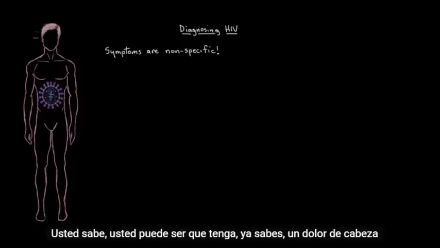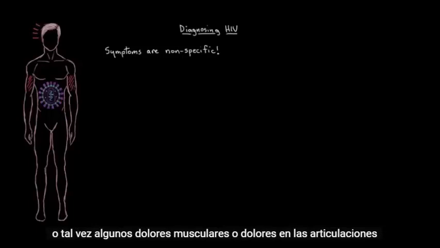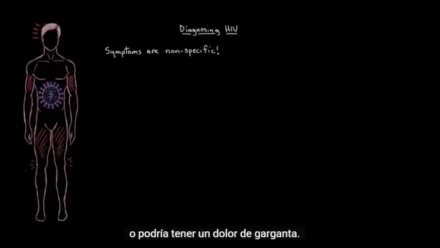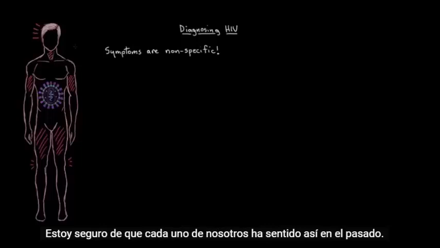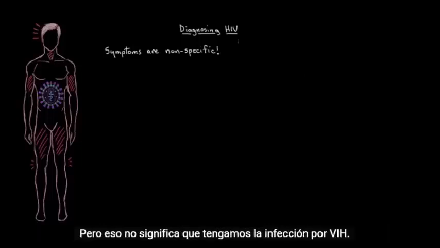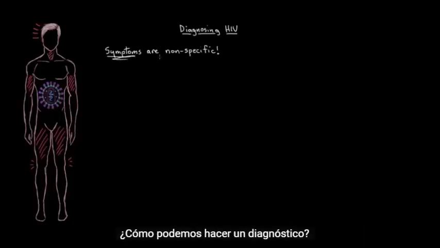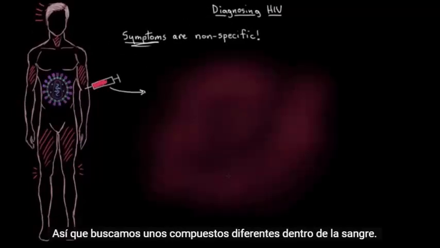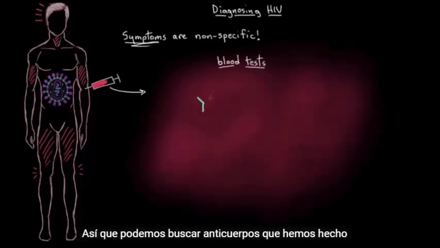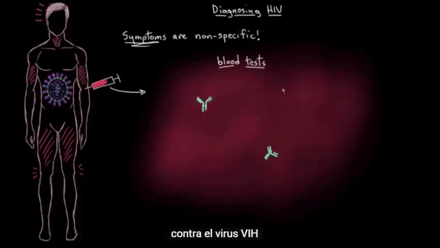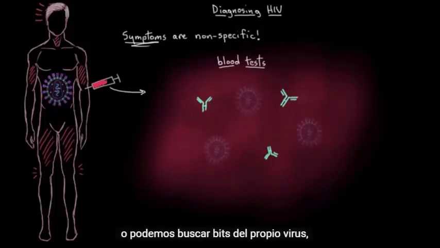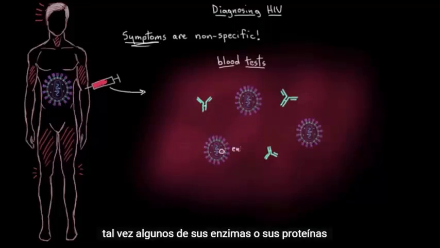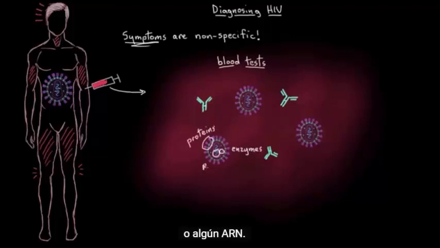You might have a headache, or maybe some muscle pains or joint pains, or you might have a sore throat. I'm sure every one of us has felt that way in the past. But that doesn't mean we have HIV infections. So since we can't diagnose HIV on symptoms, then how do we do it? How do we make a diagnosis? Well, we do blood tests. So we look for a few different compounds within the blood. So we can look for antibodies that we've made against the HIV virus, or we can look for bits of the virus itself, maybe some of its enzymes or its proteins or some RNA.